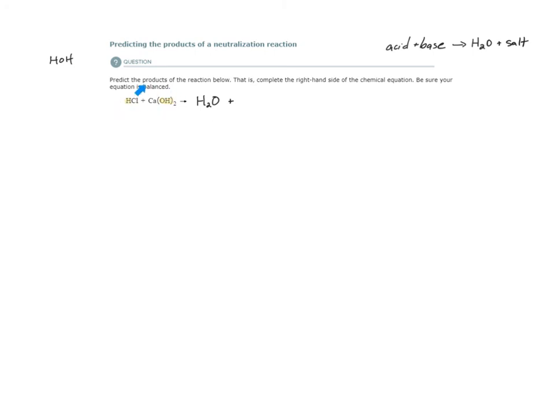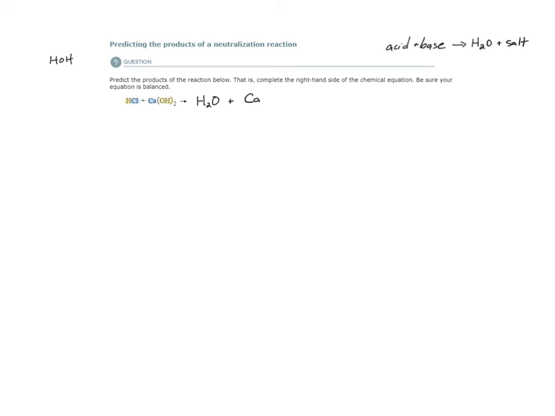So all we're doing is what we've been doing. We're going to take the cation from this substance, combine it with the anion from this substance, and then the cation here, and combine it with the anion there. So our cation here is calcium, combine it with chloride, and there we have our salt.